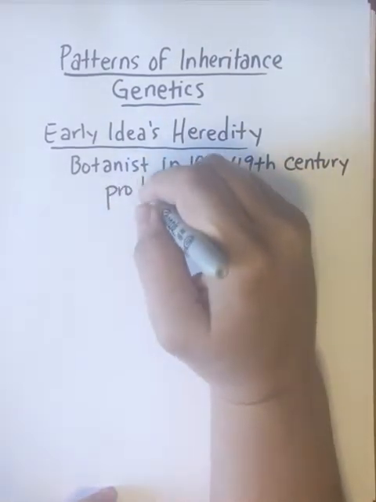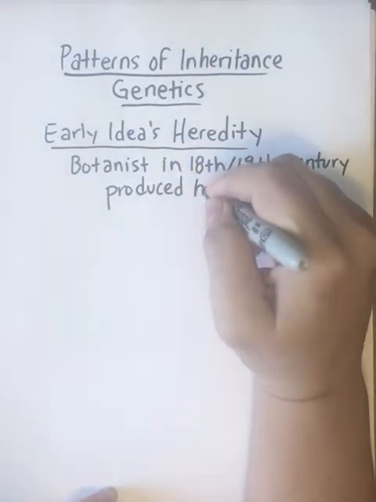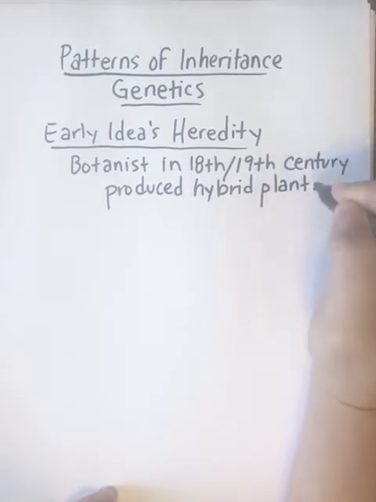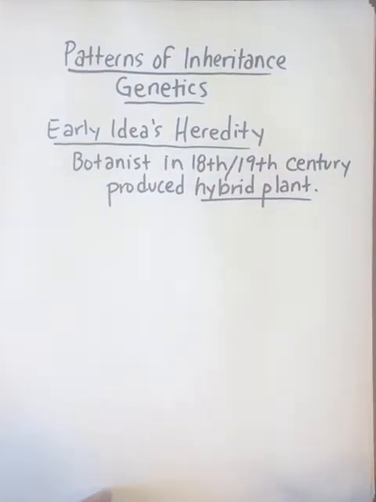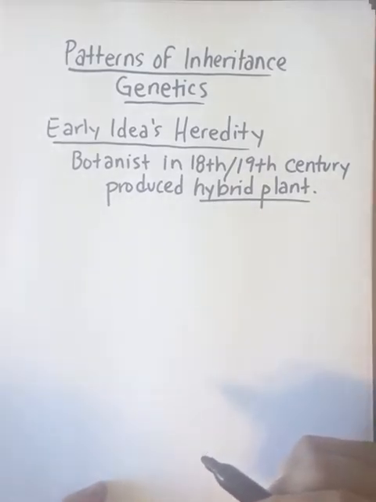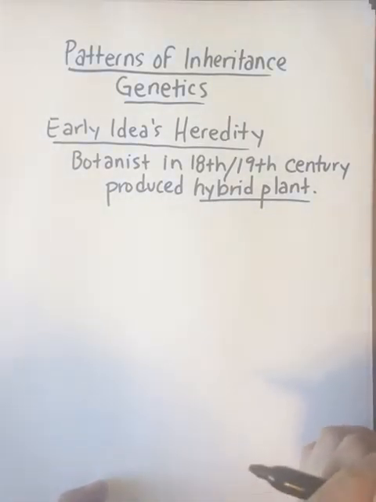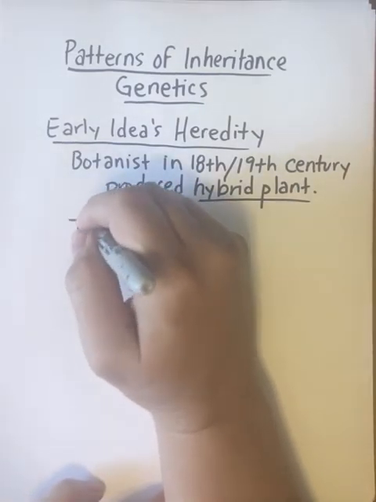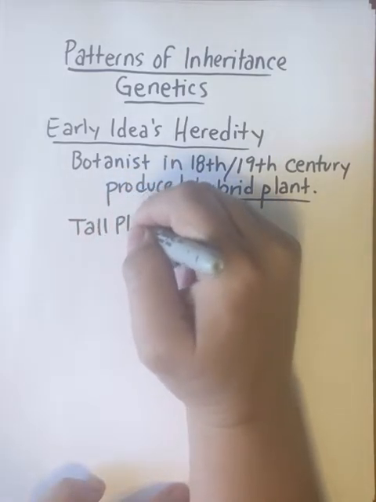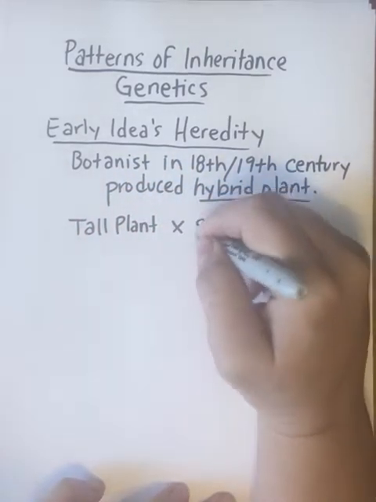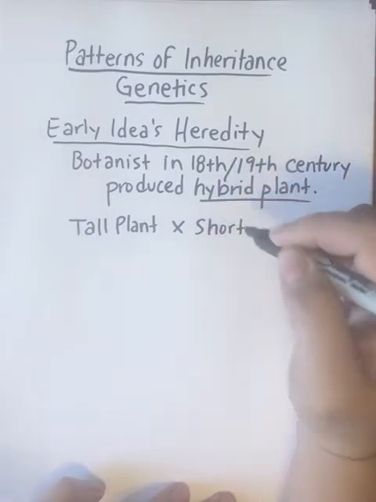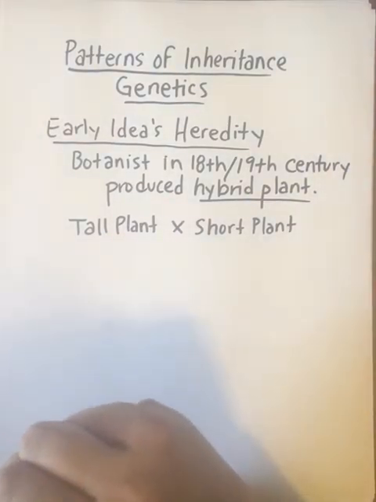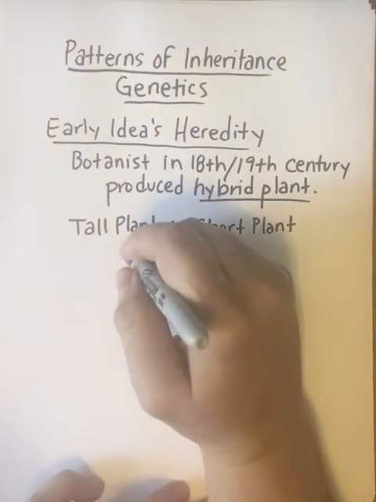They produced hybrid plants. What they mean by hybrid plants is they would cross plants basically of the same species, and they would get hybrids which looked a little bit different. Hybrids are plants that have been crossed with each other. For example, you could take a tall plant of the same species and cross it with a short plant of the same type of plant. So think of pea plants. That's what Gregor Mendel used, and they created hybrids.